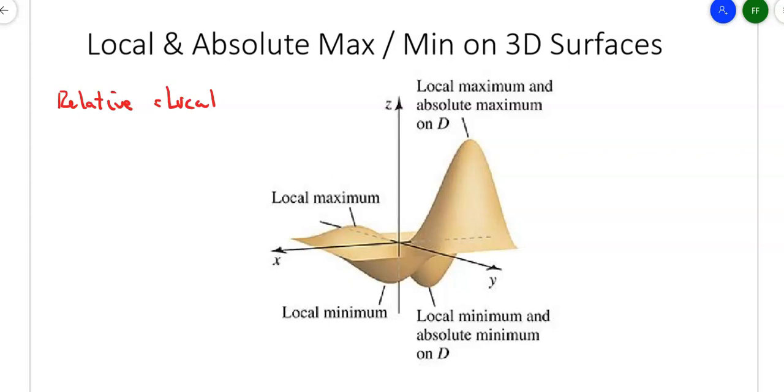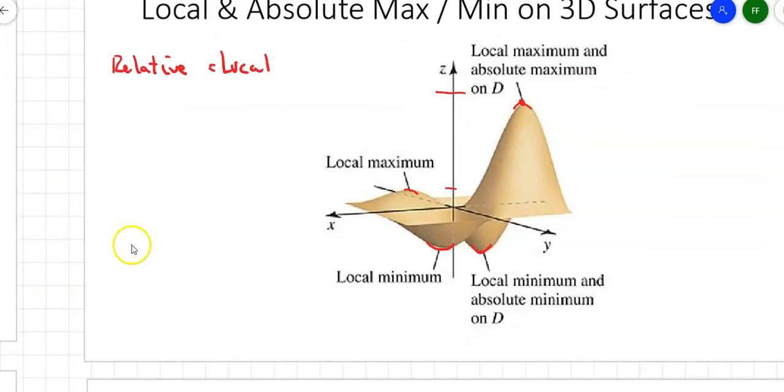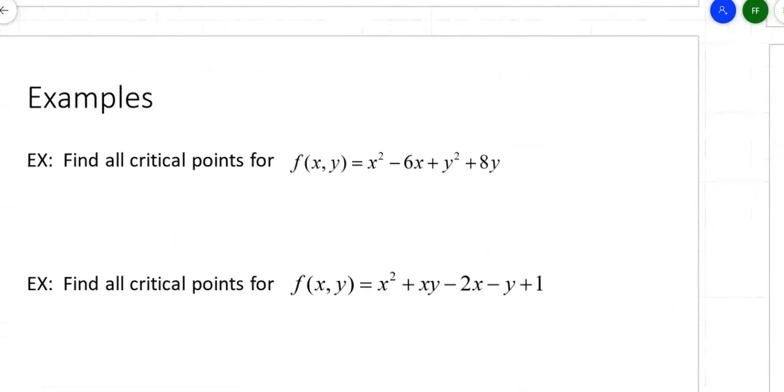So if you see, we've got a local max over here because there's a little hill, and we've got a local min because there's a little valley, and another local min. But that local min is also the absolute min. So every absolute max and min is also a local. This one's a local max, that one's a local max, but now look at the z values. This max has a higher z value than the max down here, so that is the absolute max. So now we're looking for absolute and relative extrema on three-dimensional surfaces.